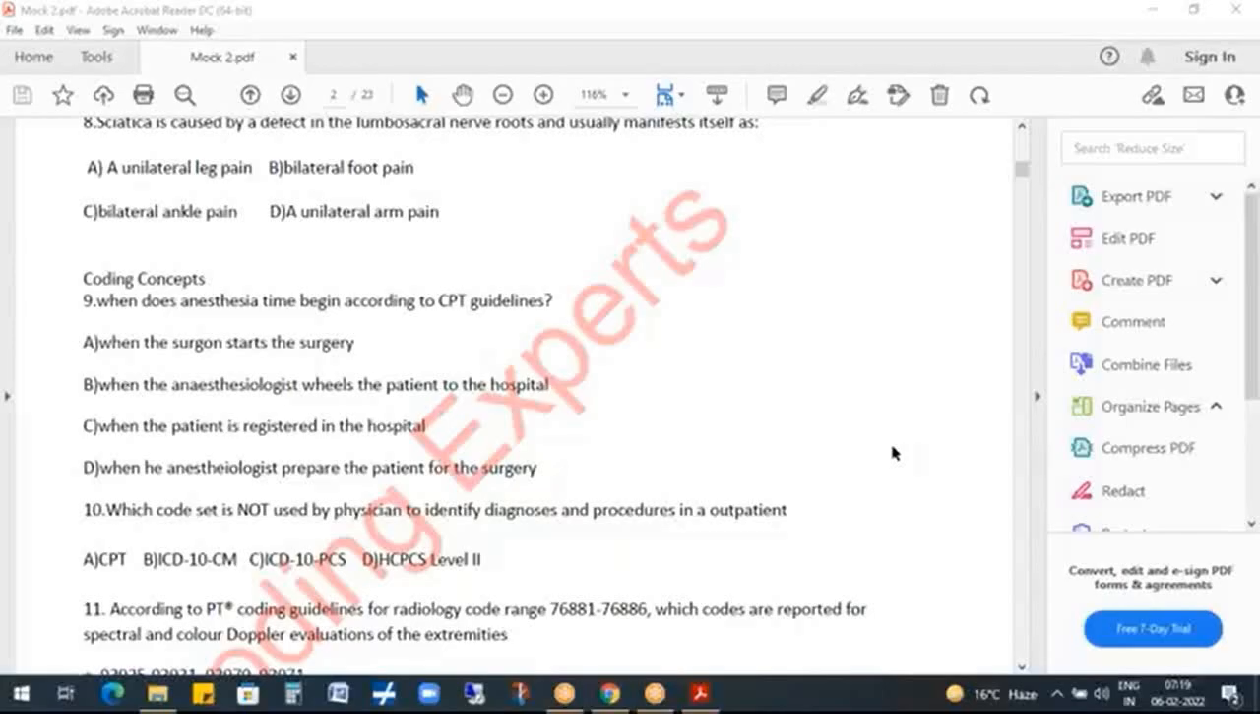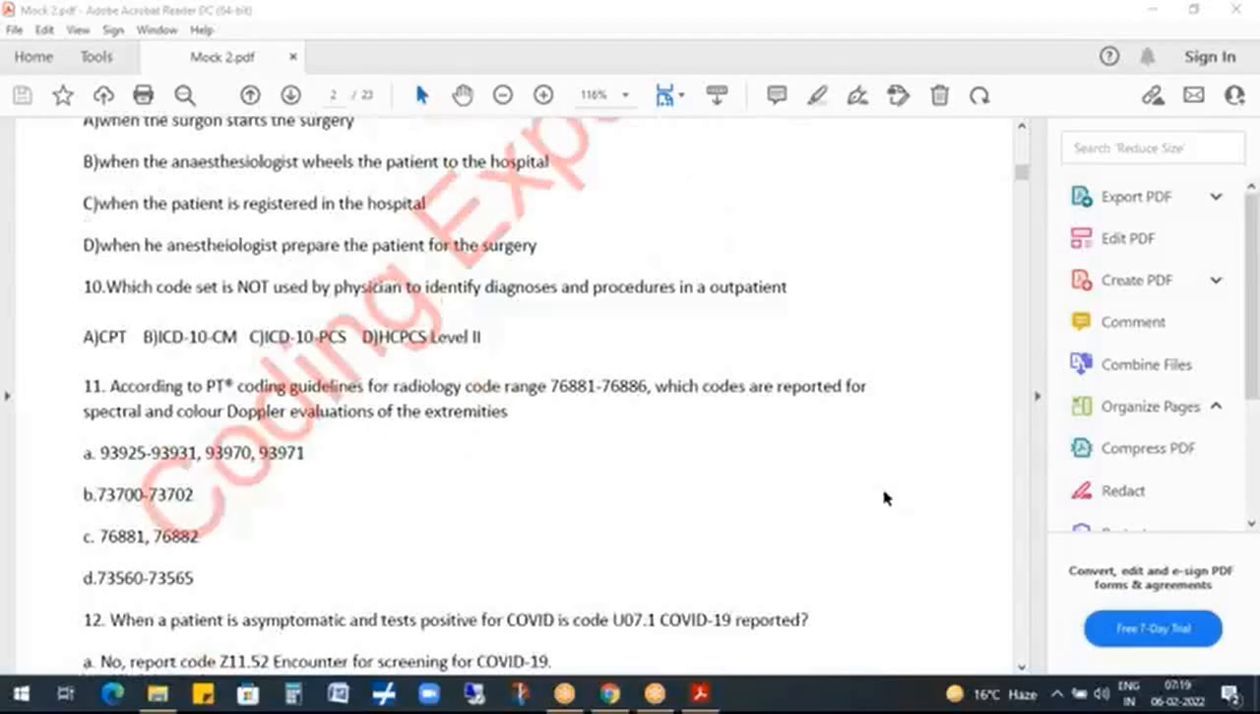CPT, ICD-10 CM, HCPCS. Which one are you not using for coding? ICD-10 PCS. Okay, that is the inpatient procedure coding system. Okay. Any questions up to 10? No. Okay, 11 to 15.